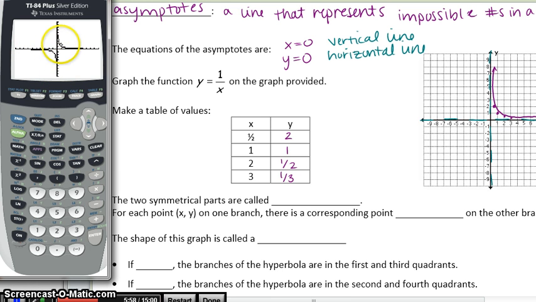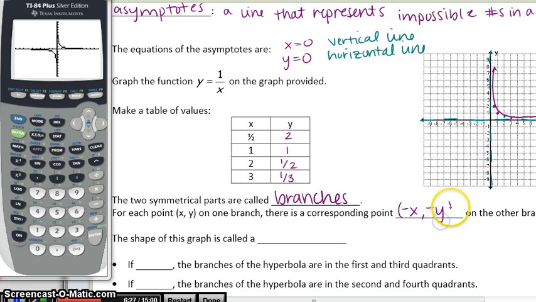These two different pieces, we call those branches. And if you notice, they're symmetrical, so that means if I were to draw a line, something like this, and folded it over, they would be exactly on top of each other. And since we have those two branches that are symmetrical, for each point x comma y on one branch, there is a corresponding point negative x, negative y on the other branch.